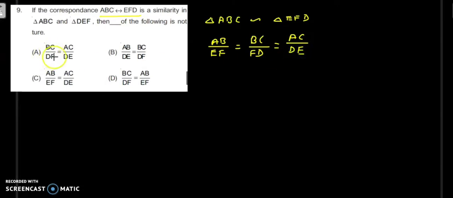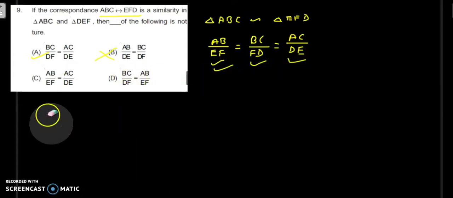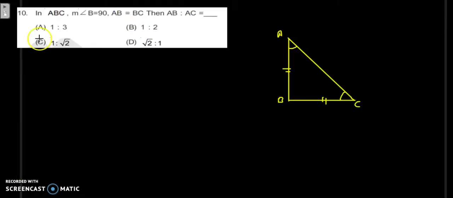So check first: BC upon DF, BC upon DF or FD is correct, AC upon DE, so this option is given. Then AB upon DE, AB upon DE is not given, because when you transfer this side, AB and DE will come in multiplication. BC upon FD, so option B is not coming. AB upon EF coming, AC upon DE coming, okay, BC upon DF coming, AB upon EF coming. So your answer is option B is incorrect. Okay, understood? Next.